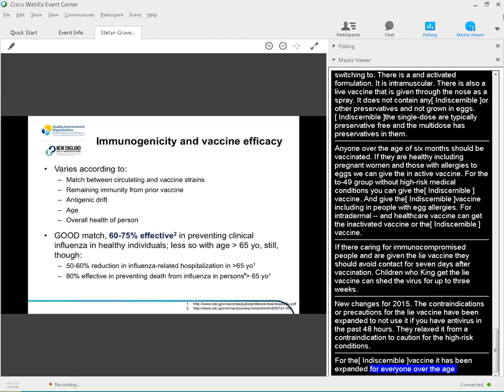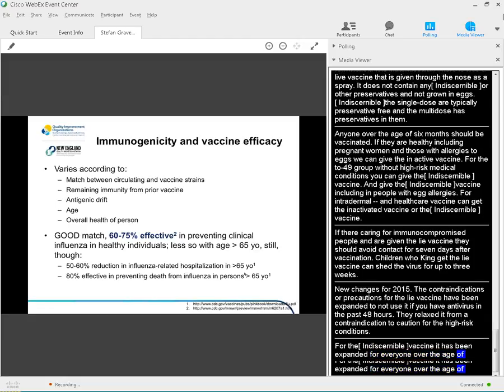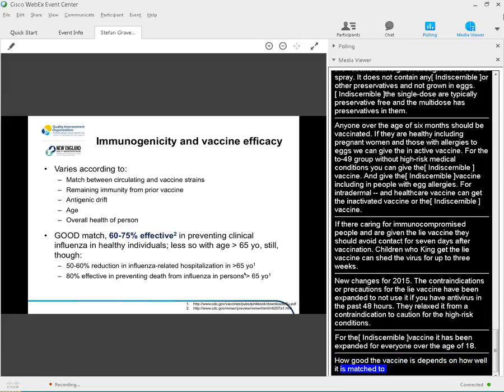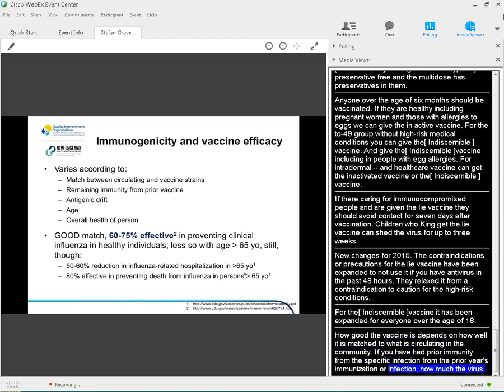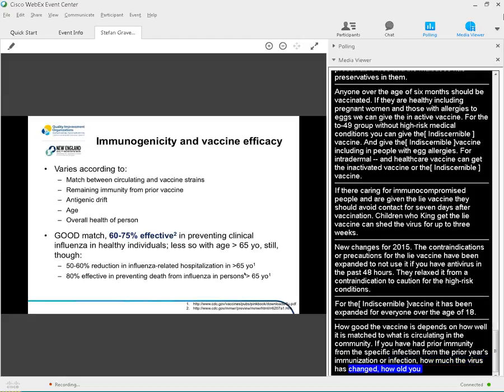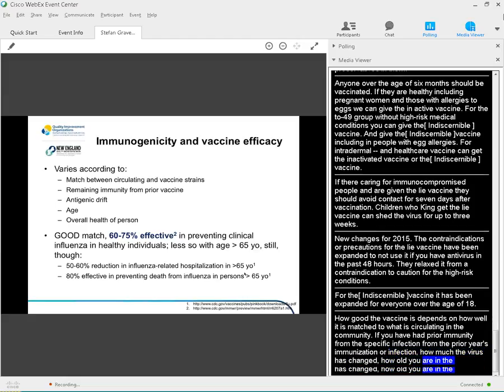So how good the vaccine is depends on how well it's matched to what's circulating in the community. It also depends on prior immunity from the specific infection, from the prior year's immunization or infection, how much the virus has changed, how old you are, and the overall health or high-risk conditions. If the match is very good, it's very effective.